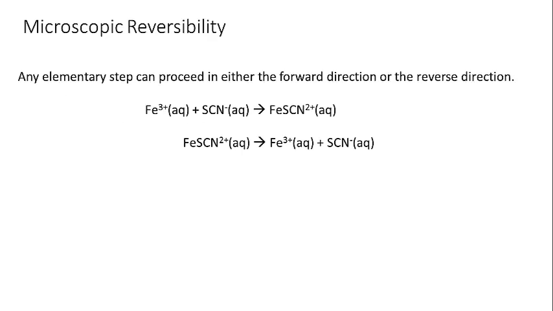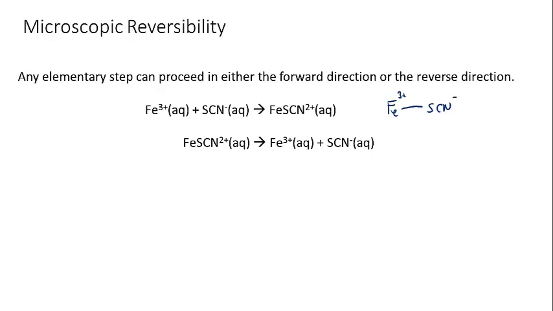So the concept or the principle of microscopic reversibility is that any elementary step, any chemical event, can proceed in one direction or the other direction. In this first case, we look at iron 3 plus reacting with thiocyanate ions. What happens there is an iron 3 plus ion and a thiocyanate ion react to form a bond. And so the overall charge then would be 2 plus.